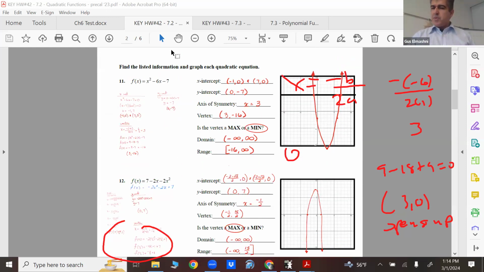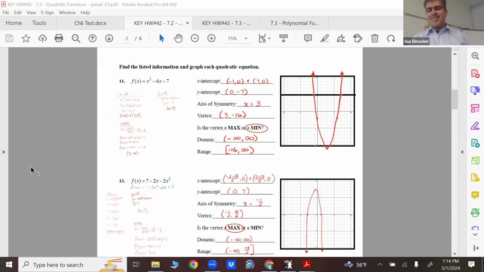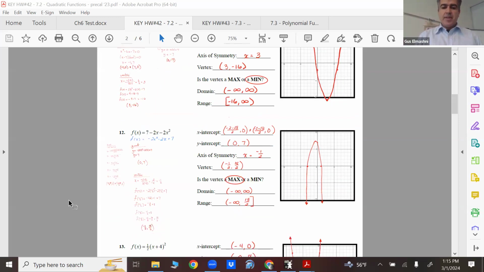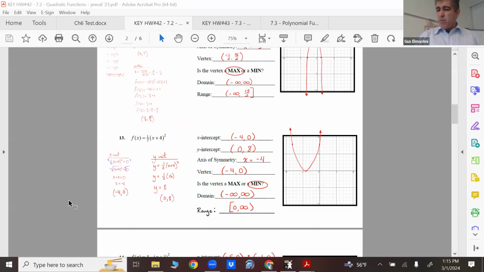11 through 14 are very similar to the notes, right? You're just trying to dissect each equation: what's the x-intercept, what's the y-intercept, what's the vertex? Is the vertex a high or low? If it's opening up, the vertex is a low. If it's opening down, the vertex is a high. The domain is always all real numbers in interval notation, negative infinity to infinity with parentheses. The range won't be all real, but it'll be going either towards infinity or negative infinity, depending on how it opens. And the y-coordinate of the vertex helps determine the range. So that should all be pretty straightforward, I feel.